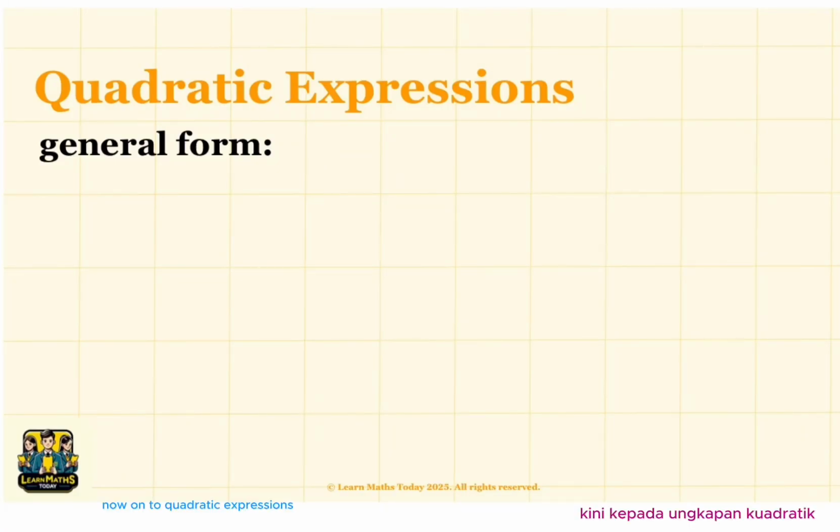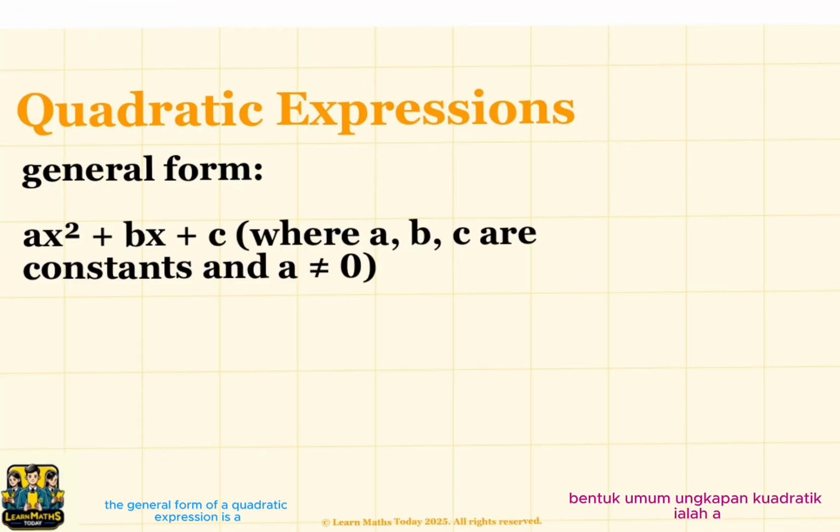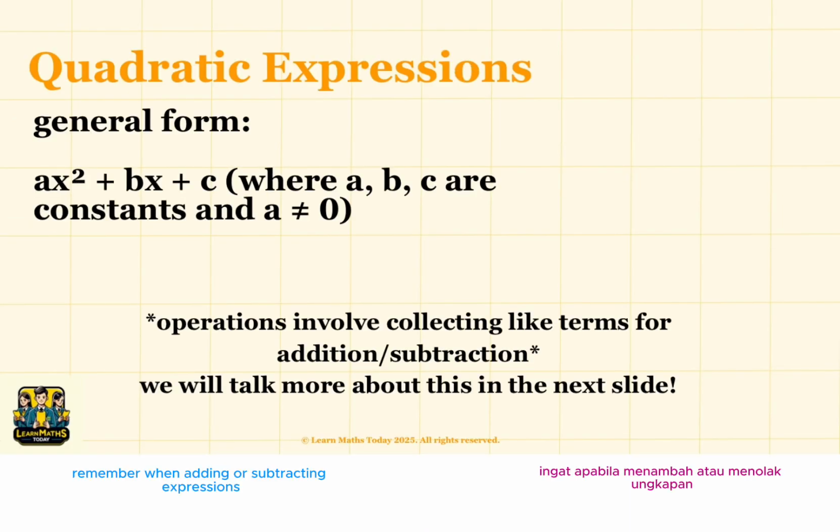Now, on to quadratic expressions. The general form of a quadratic expression is ax squared plus bx plus c, where a, b, and c are constants and a does not equal 0. Remember, when adding or subtracting expressions, always collect like terms carefully.